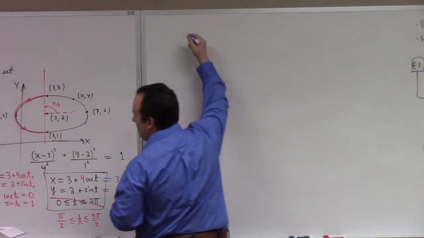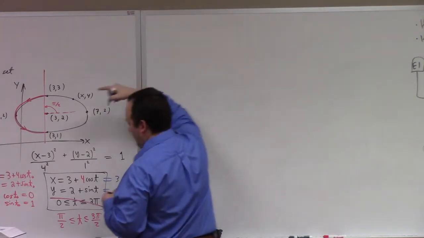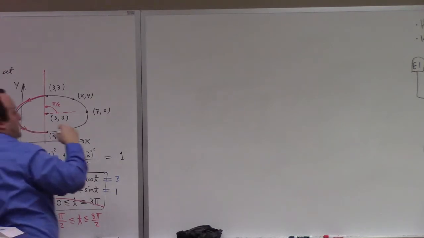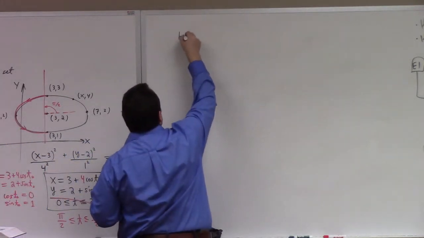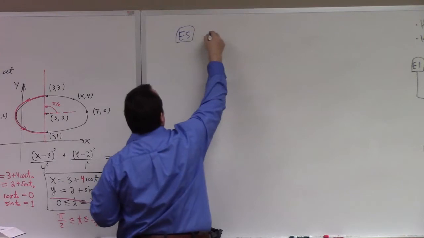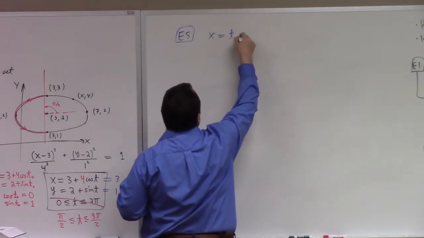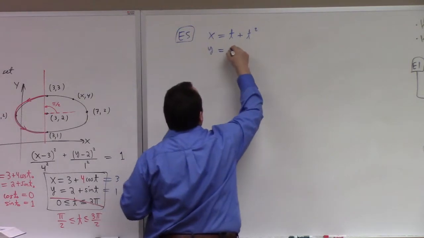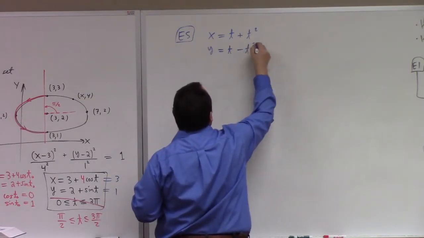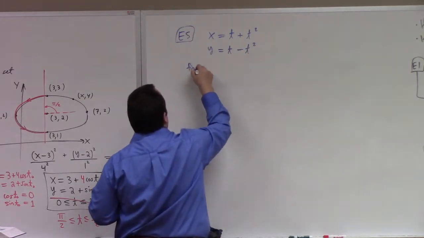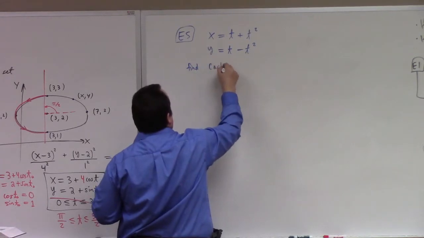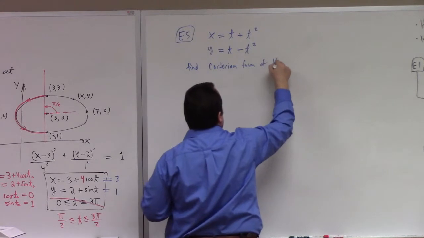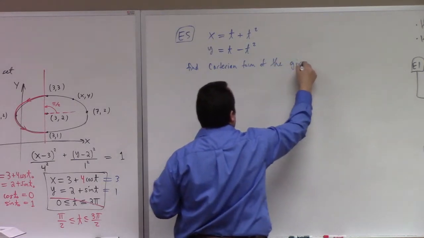This was example 4. Sometimes problems don't have any particular anchor to anything. I mean, you can talk about things without regard to a graph. You could say, well, x is equal to t plus t squared, and y is equal to t minus t squared, and then you can say find the Cartesian form of the given path.